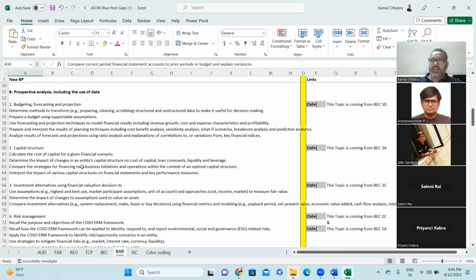And there are certain assumptions involved in it, and there is certain information involved in it. So you'll be understanding budgeting, forecasting, and projections in detail, right? So have you heard of the profile called FP&A?